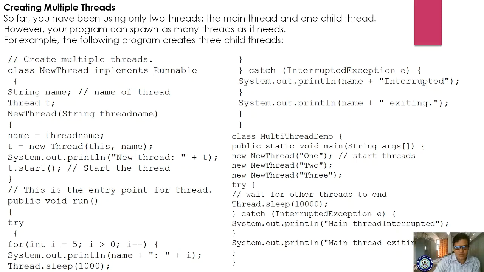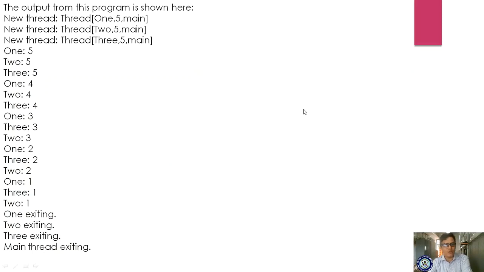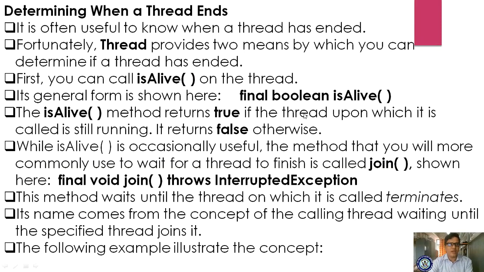So as we have witnessed, whenever we run this program, this is the output we are getting. And next, determining when a thread ends. Already I told you, this question is asked because these two methods are very important, hence we are using these methods. It is often useful to know when a thread has ended. Let us see.